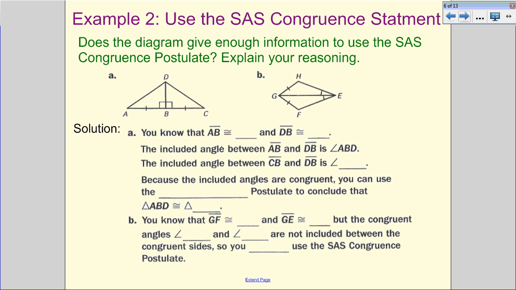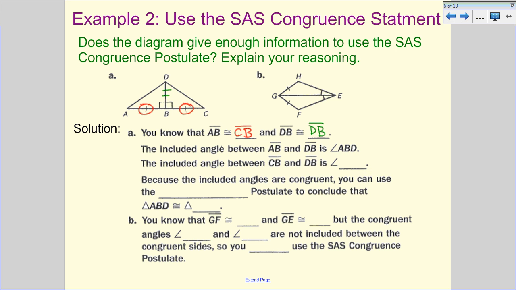Now we want to use the side angle side congruence statement. We want to see, can we use that? So we want to look at whether the diagrams give enough information to use the side angle side congruence postulate. Explain your reasoning. So if we look at what we know, I know AB is congruent to CB. I know that they're congruent because they each have one congruency mark. And I know that DB is congruent to DB. They share that side, that's the reflexive property.